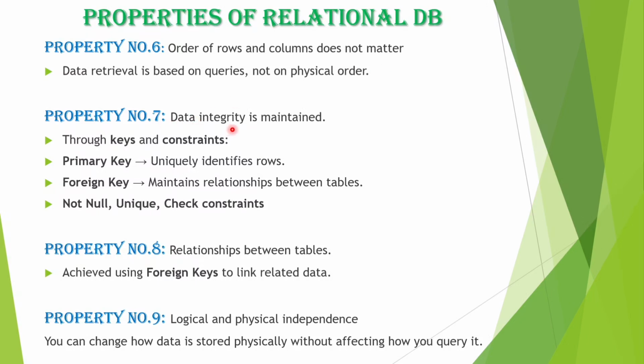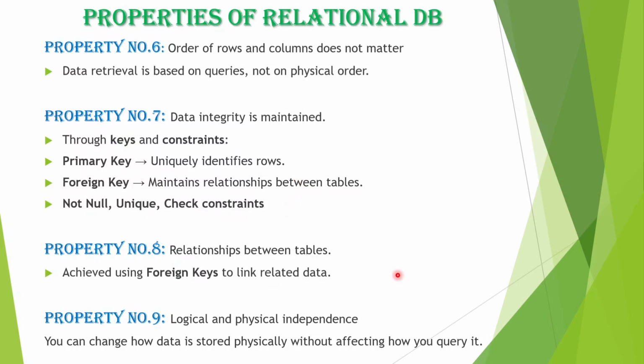Property number 7, data integrity is maintained. Data integrity is achieved via keys and constraints. Here we have primary key, foreign key, candidate key, super key. Those things we will see in upcoming videos. And constraints called not null, unique, check constraints, etc.